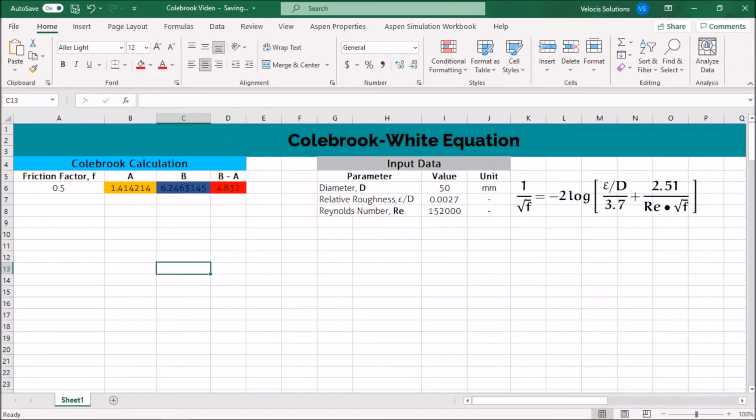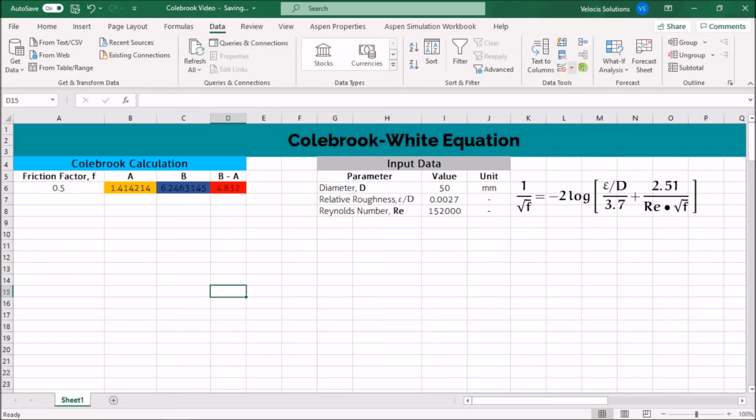We will employ the goal-seek function of Excel to carry out automatic iterations and calculate the friction factor for the given parameters. To do this, go to the Data ribbon and What-If Analysis. From here, choose Goal Seek.